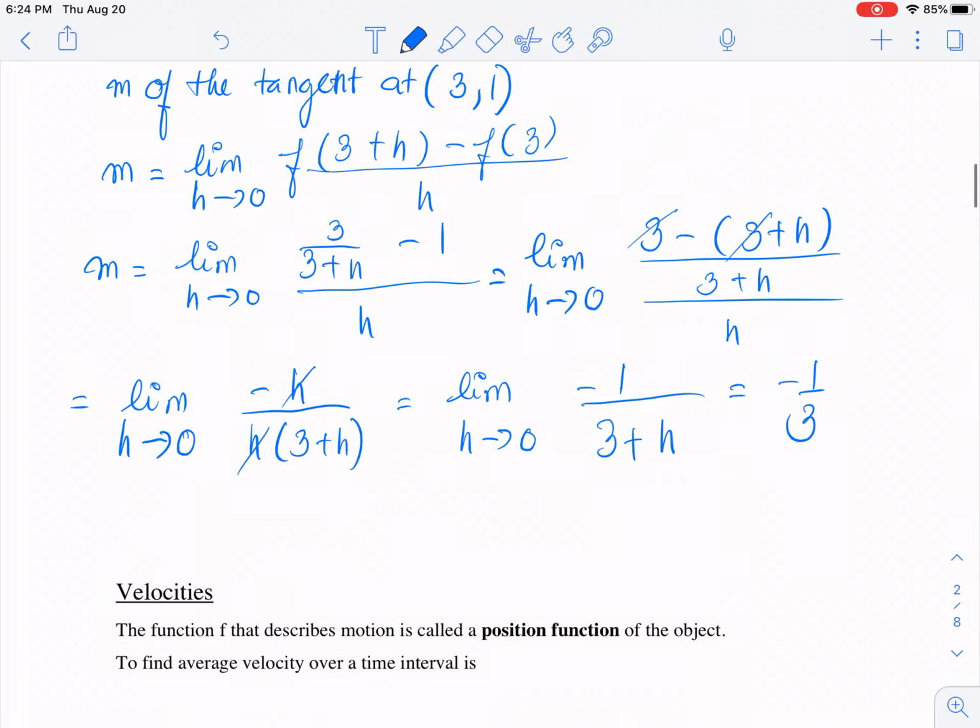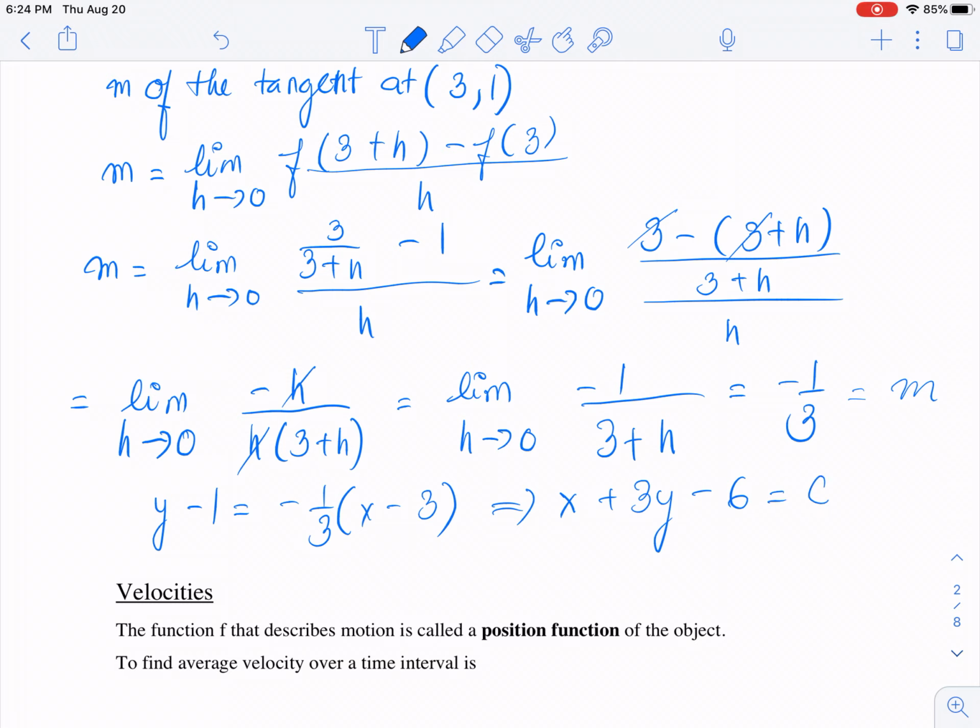Okay, so this is the slope, and then finding the equation is quite easy. I'm going to use the point slope form this time. So y minus 1 equals the slope, negative 1/3, times x minus 3. And then when you simplify it, you're going to end up with x plus 3y minus 6 equals 0. And that's our equation.